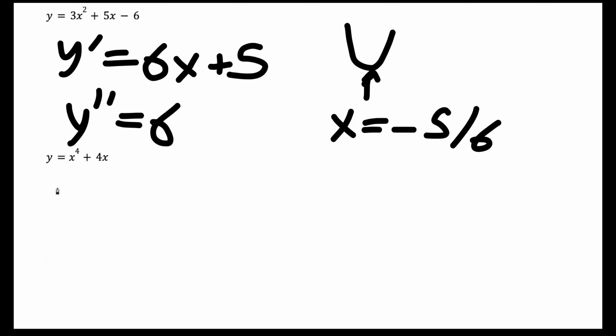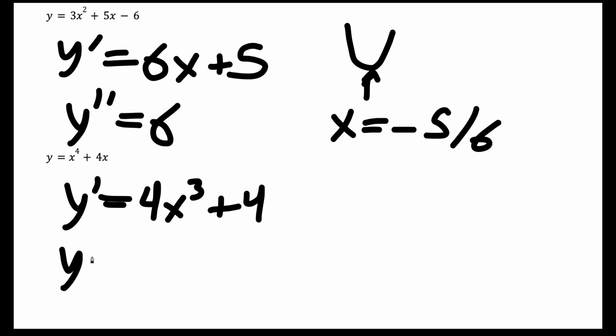Let's look at this example. y equals x to the fourth plus 4x, which was also seen in the previous video, first derivative test. y prime equals 4x cubed plus 4. Then y double prime equals 12x squared. We found earlier that the critical point, where the derivative was 0, was at x equals negative 1. That was in the previous video.